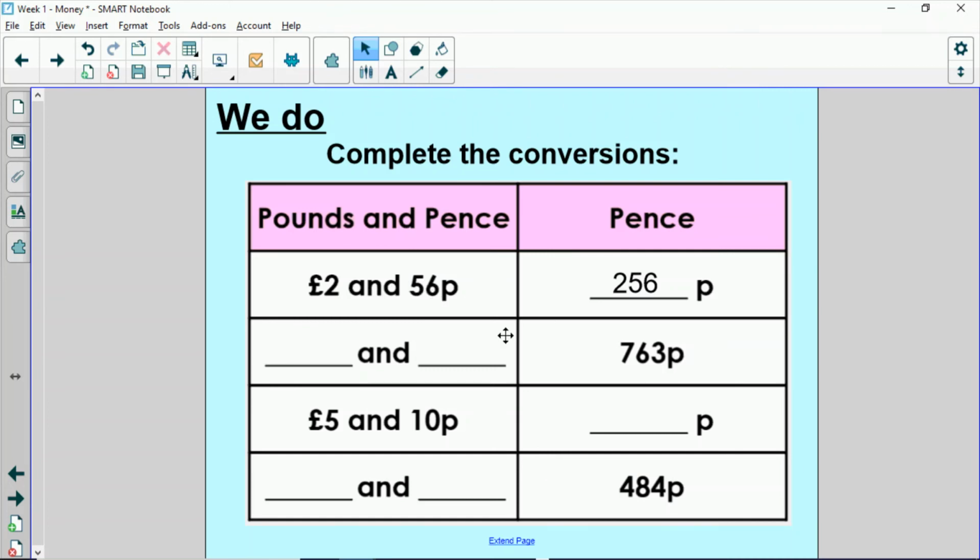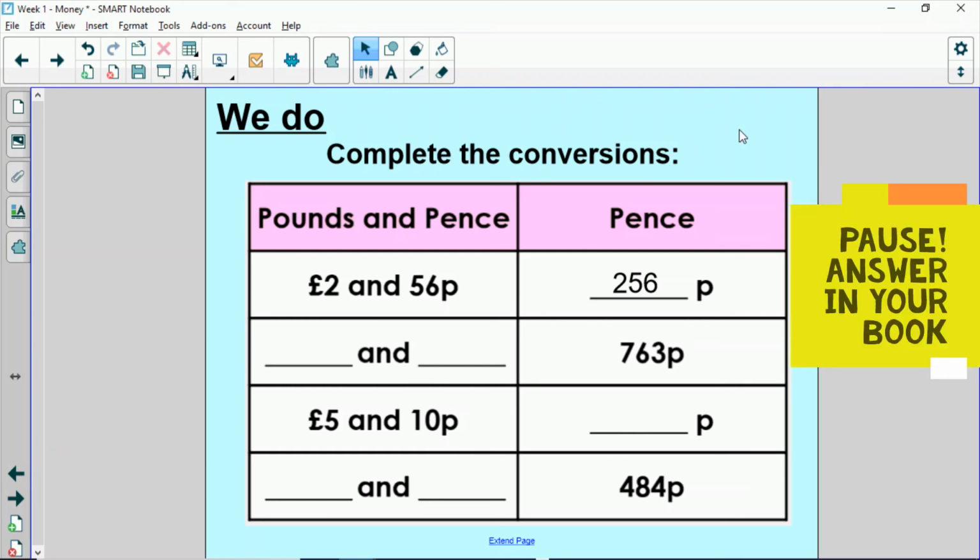Now, can you have a go at the other conversions? You'll sometimes need to go into pounds and pence, sometimes just into pence. See if you can do the next 3, just completing the blanks there, into your maths books. Pause the video and off you go.